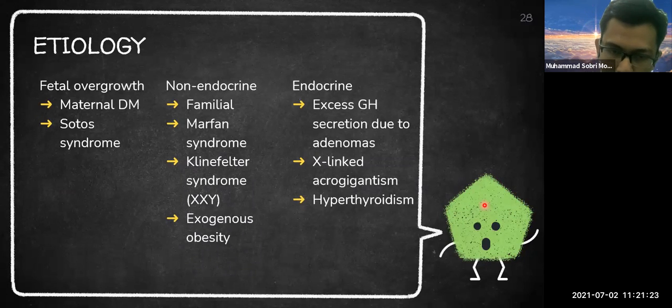The etiology also can be divided into fetal overgrowth, non-endocrine, and endocrine. The fetal overgrowth can be due to maternal diabetes mellitus, which can cause the born child to be macrosomic, and Sotos syndrome. Non-endocrine can be due to familial causes, Marfan syndrome, inflammatory syndrome, also exogenous obesity, and under endocrine can be due to excess growth hormone secretion due to adenomas, X-linked acromegalism, and also hypothyroidism.